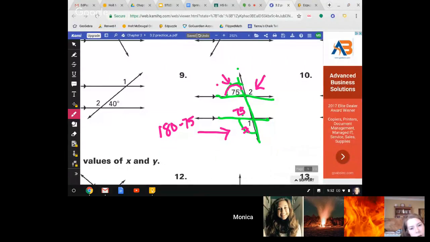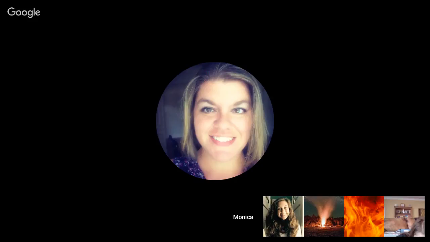Angle 1 and angle 2 are on the outside of your parallel lines. So they're exterior and they're on either side of the transversal. So they would be alternate exterior. So yeah, alternate exterior angles would be congruent. So whatever the measure of angle 1 is, that's also the measure of angle 2 for that one.